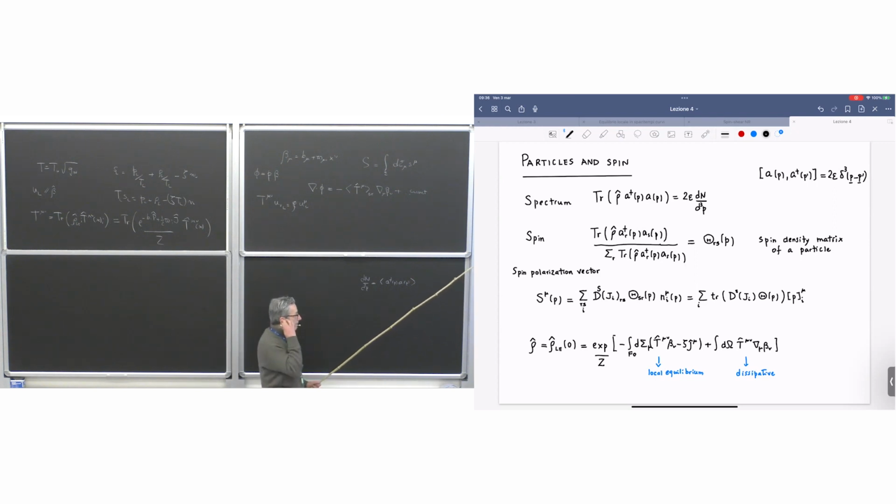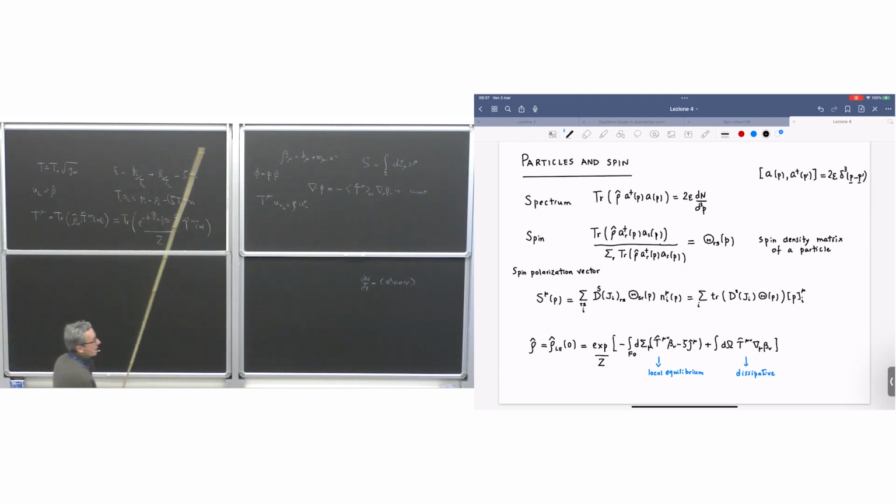You may calculate this with kinetic theory. So you may have classical relativistic approaches to calculate the spectrum. But in order to calculate the spin, this approach, I would say, is really unavoidable.